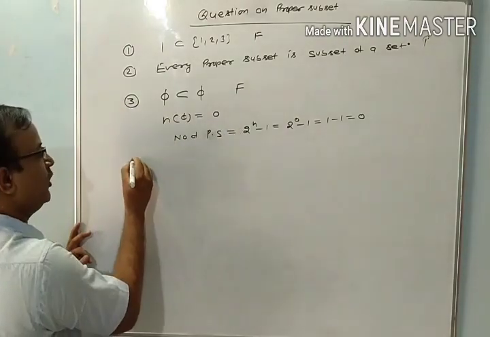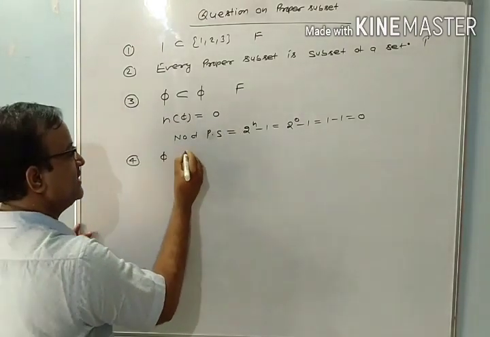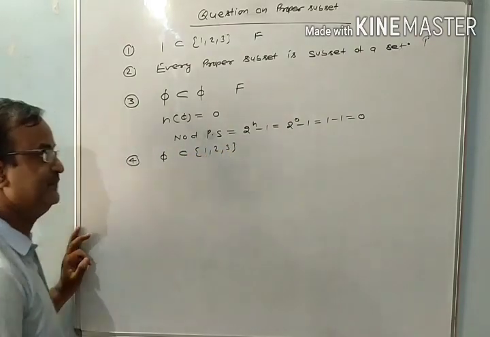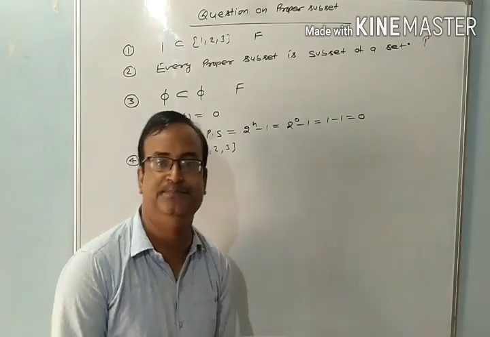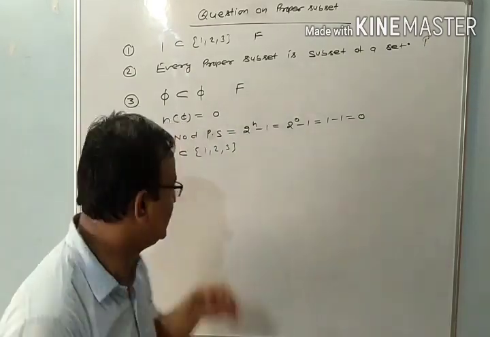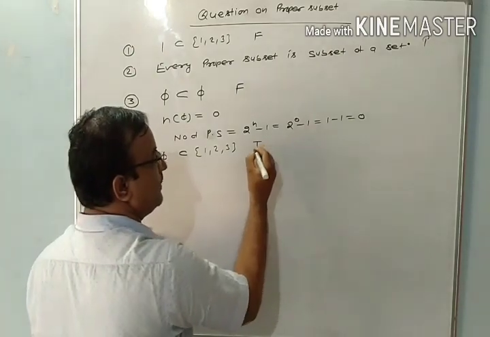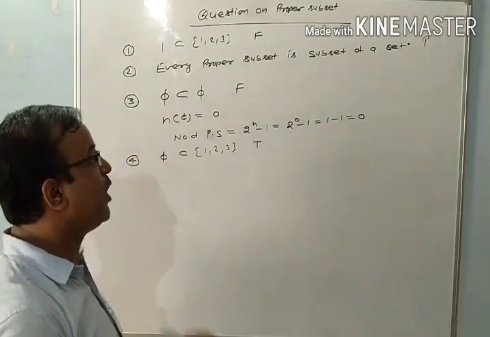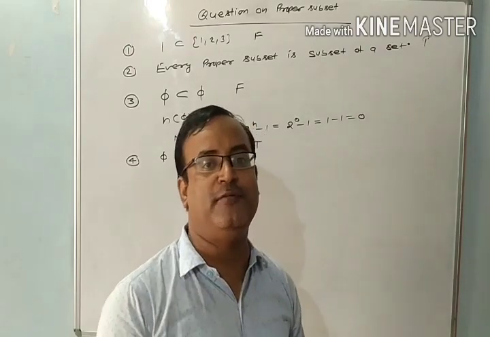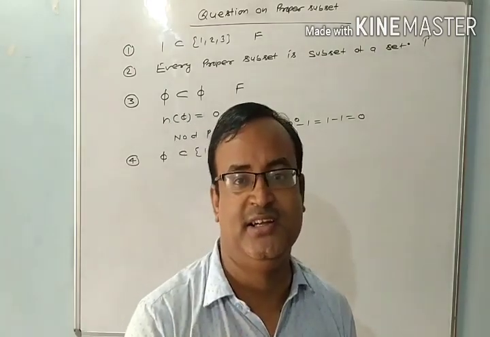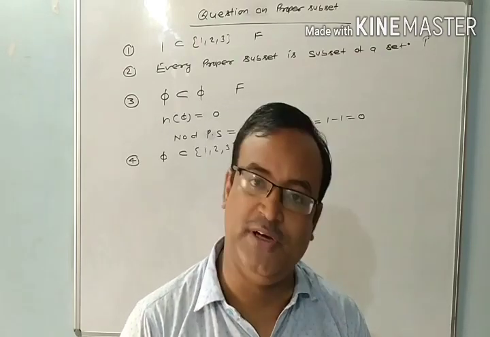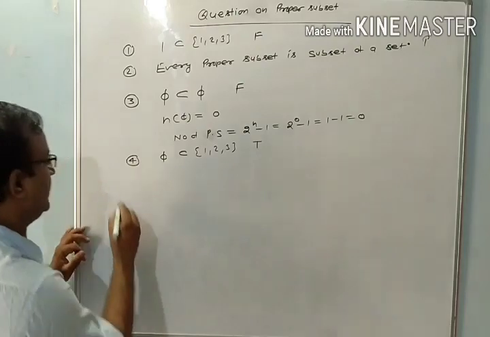Clear? Now fourth: phi is a proper subset of {1, 2, 3}. Suppose this statement is written. We have to write T for true and F for false. Yes, this is true, because phi is a proper subset of every set except itself, because phi is not a proper subset of itself. Clear? This is very important.